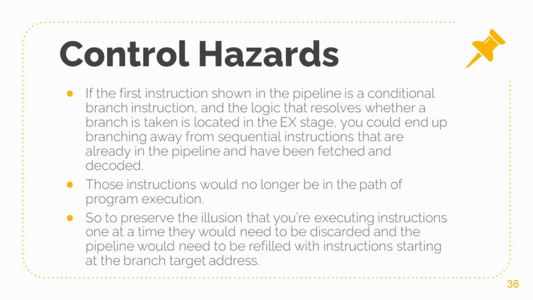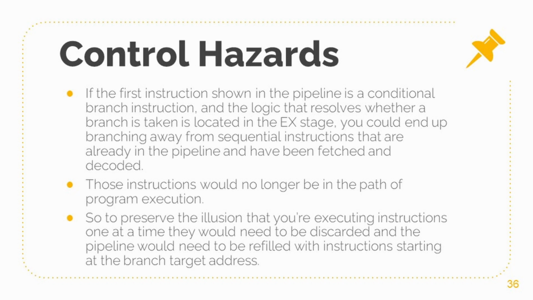Control hazards, particularly arising from conditional branch instructions, pose a challenge in maintaining the sequential execution of instructions in a CPU pipeline. When a conditional branch instruction is encountered, the CPU may need to stall the pipeline until the outcome of the branch is determined. However, as you pointed out, this stall introduces inefficiencies because instructions that have already been fetched and decoded may no longer be relevant to the program's execution if the branch is taken. To address this issue and maintain the illusion of executing instructions one at a time, the CPU employs techniques such as branch prediction and speculative execution.